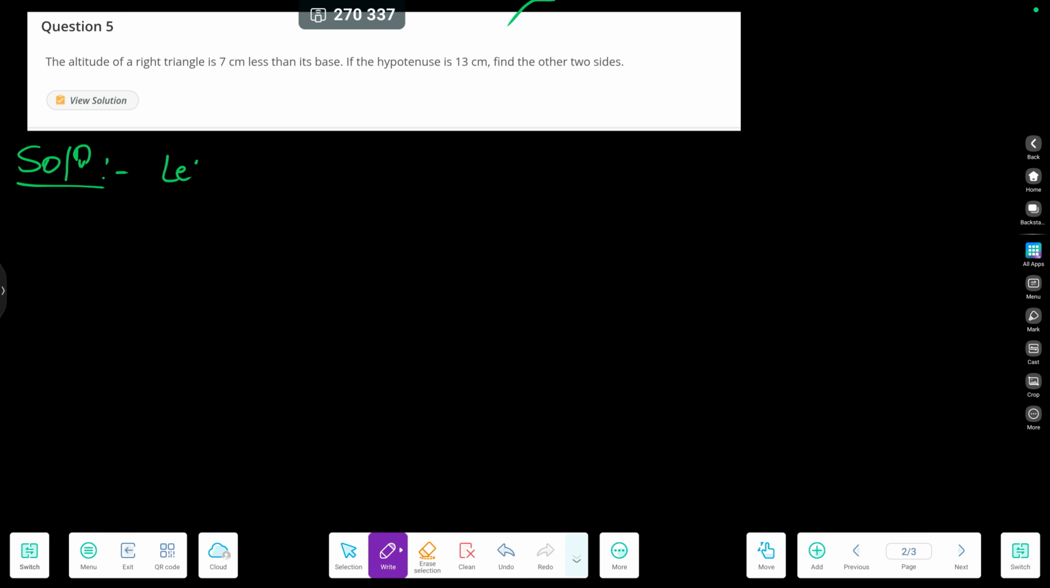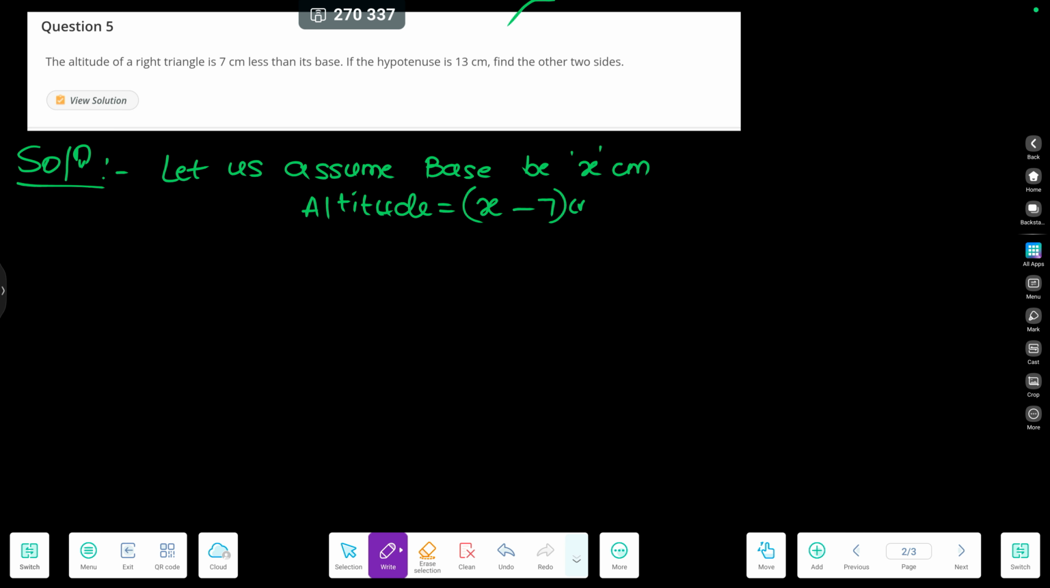Let us assume base B is x centimeter, then altitude becomes 7 centimeter less than base. Yes or no? Now, the hypotenuse is 13 centimeter. Hypotenuse is how much? 13 centimeter. Find the other two sides.